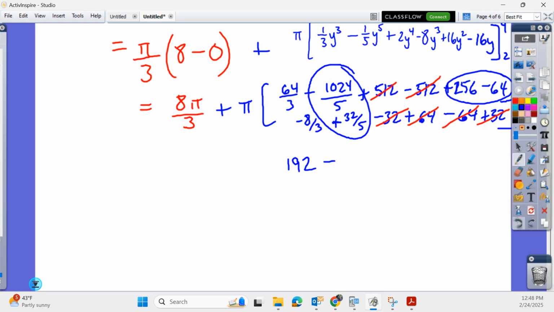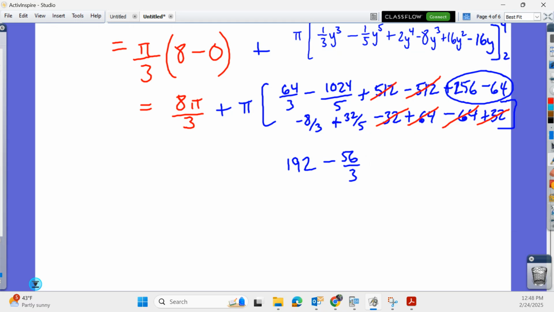So the over 3s are positive 64 minus an 8. So that's 56 over 3. And then the over 5s are going to be, oh, wait, that was positive. And then the over 5s are going to be negative because the 1024 is greater. Minus the 32 gives me 992, I think, over 5. I think we could probably throw this in a calculator if we needed an actual answer here. So anyway, it's this times that pi out front.